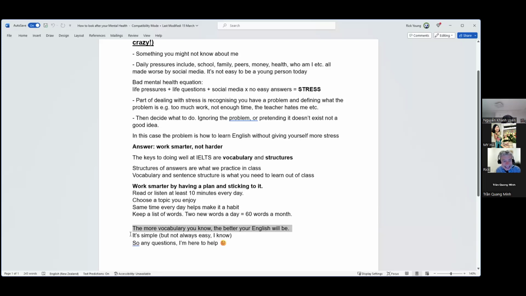So the answer is simple. I know it's not always easy, but the answer is simple. Just work smarter and not harder. Work smarter by choosing a topic you enjoy, read or listen to it 10 minutes every day. Keep a list of the words that are new, just 2 every day. And finally, if you have any questions, I and Mrs. Ha are both here to help you. So please ask us anytime.